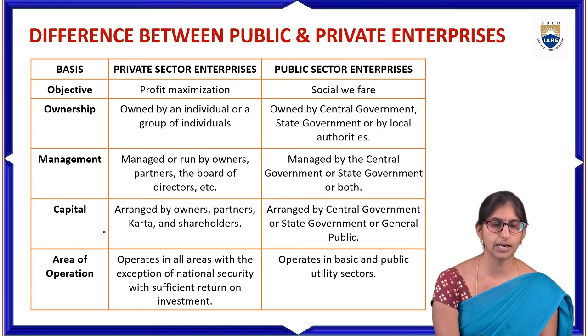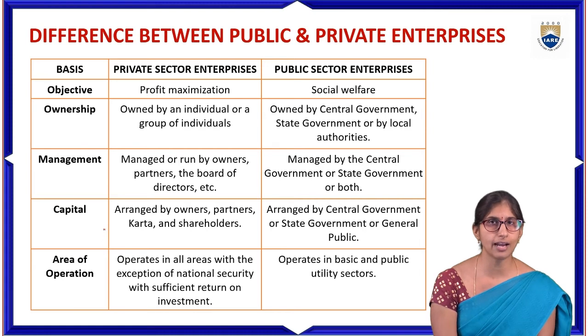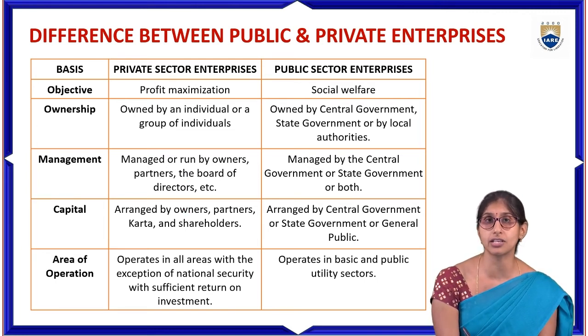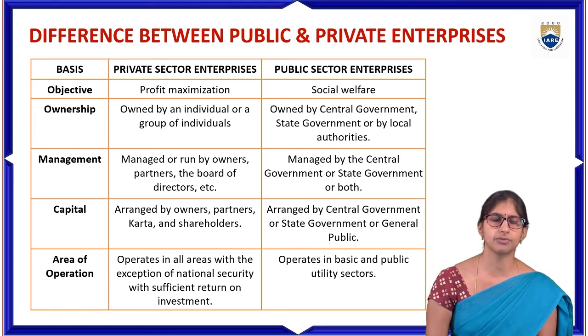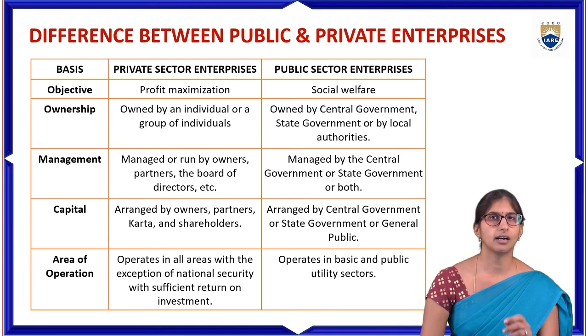And coming to management, they are run by owners and partners, like run by owners in the case of partnership and sole proprietorship. And the board of directors manages all the activities of the business in the case of other types of private limited companies. Okay. And coming to public limited companies, they are managed by the central and state government, or sometimes we can see both of them managing.